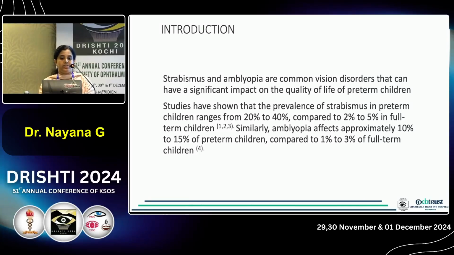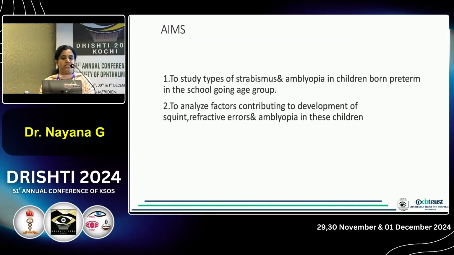Similarly, the prevalence of amblyopia was found to be around 10 to 15% in the preterm, while it was around 1 to 3% in the full term. So, our study was to study the types of strabismus and amblyopia in children born preterm, now in the school-going age group, and to analyze the factors contributing to the development of squint, refractive errors, and amblyopia in these children.